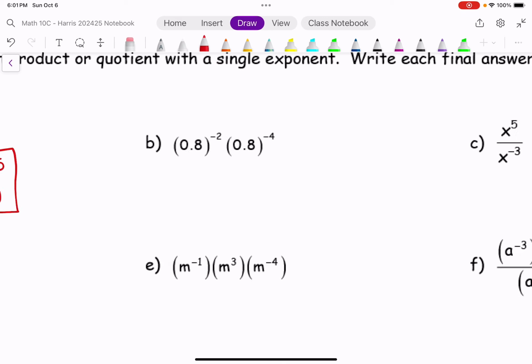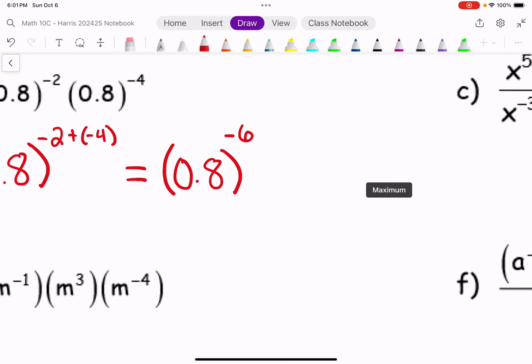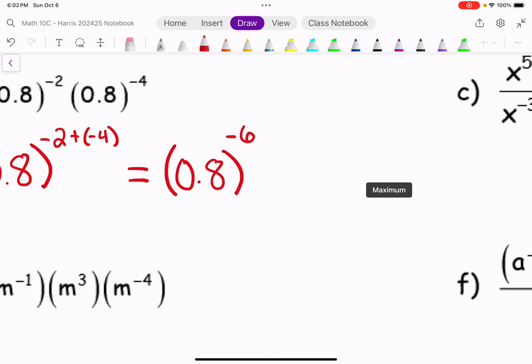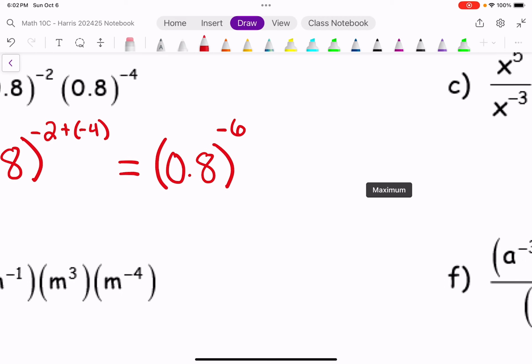Okay, then this one, I have 0.8 to the power of negative 2 times 0.8 to the power of negative 4. Again, I'm going to make sure I have 0.8, and that's negative 2 plus negative 4. So my answer here is going to be 0.8 to the power of negative 6. This is technically an answer, and if you were to type this into your calculator, you would get an answer. However, we don't want negative exponents.